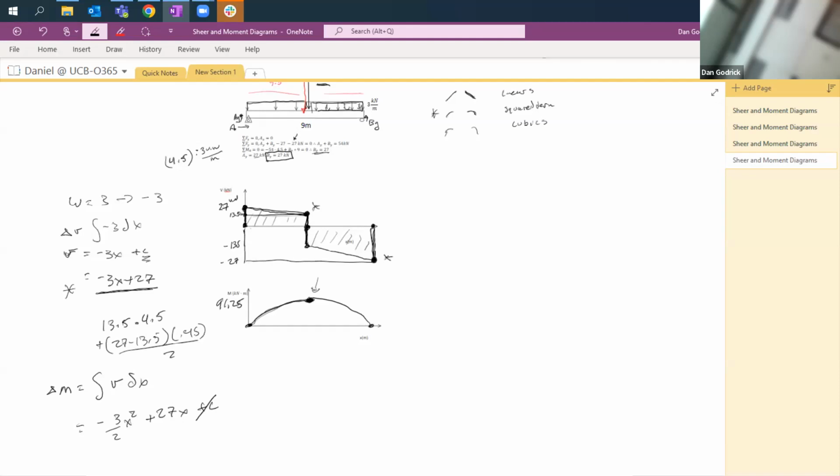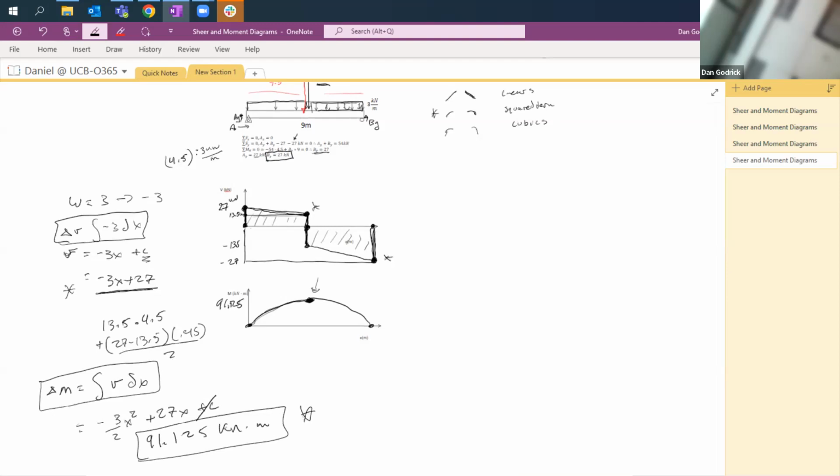Let's see, minus 3 divided by 2 times 4.5 squared plus 27 times 4.5. And we get 91.125. I think I missed a little one there. And that's kilonewton meters. So we can see that this is a way to potentially solve these types of problems. If we know delta V is the integral of our loading, dx, and delta M is the integral of our shear, dx, we can solve these problems relatively quickly and easily, even if we have these applied discontinuities.